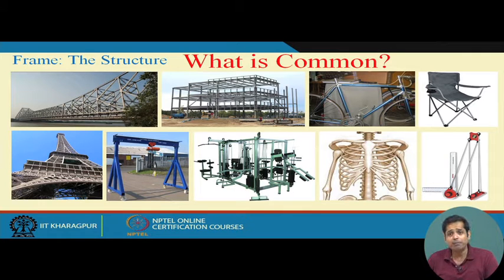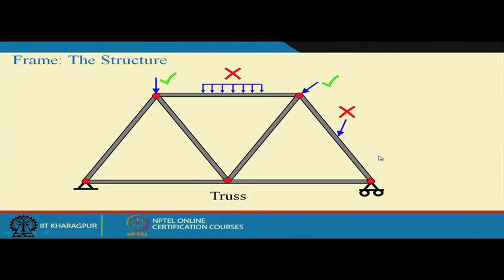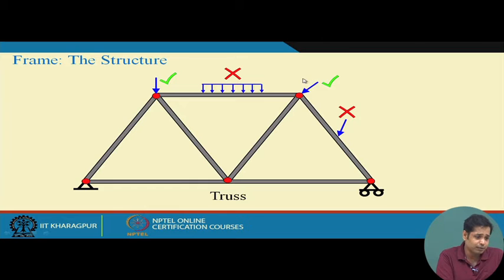Depending on how these skeletal members are connected, we have different structural idealizations. If you remember, when we introduced truss, we said that a truss is also a collection of skeletal, slender members, but in a truss the slender members are connected at the ends through pins. So this was truss. These are all slender members individually, connected through pins at the ends.